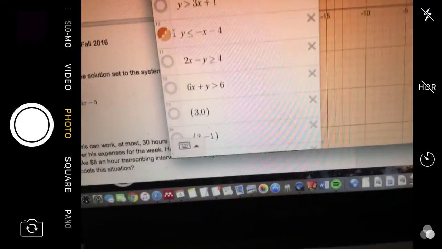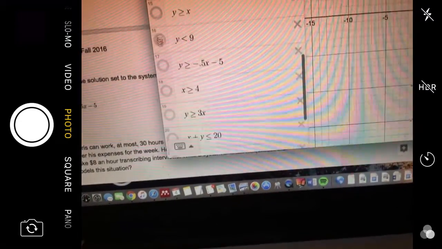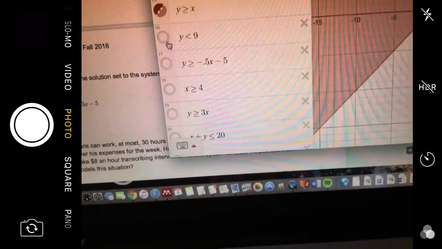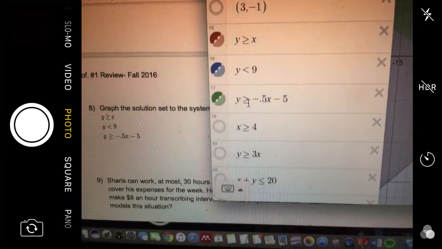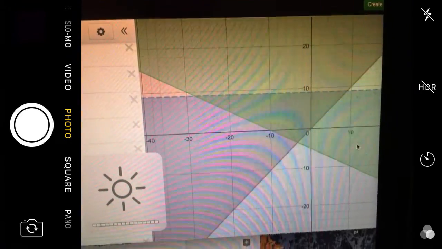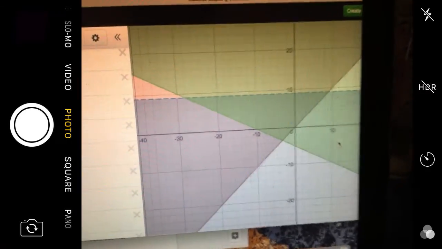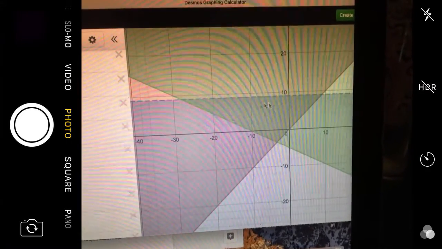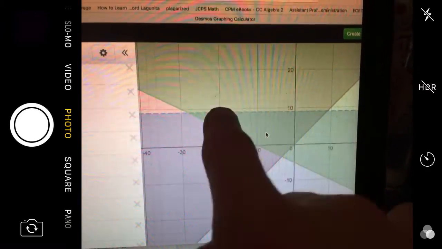Okay, and then the last one we're going to do in this video, number 8. Graph the solution set to 3 graphs. So I've got them down here already. It says y is greater than or equal to x, y is less than 9, and y is greater than or equal to negative 0.5x minus 5. So now check it out. Your solution set is this triple shaded region here.